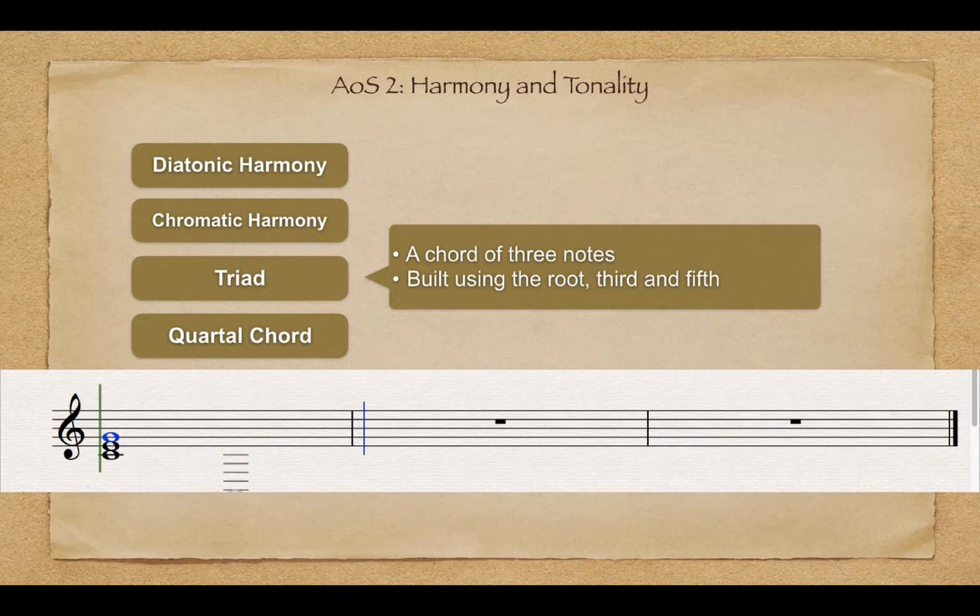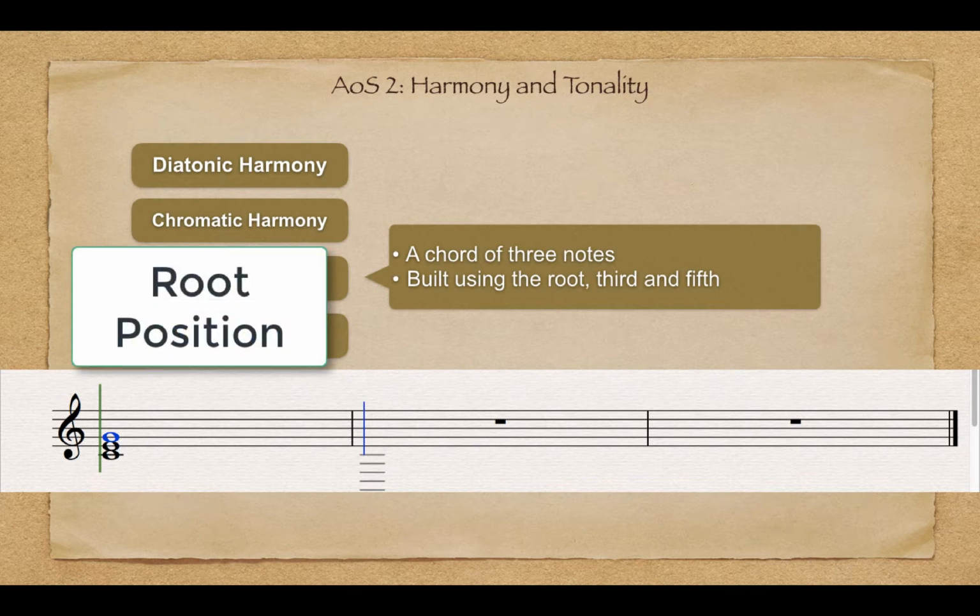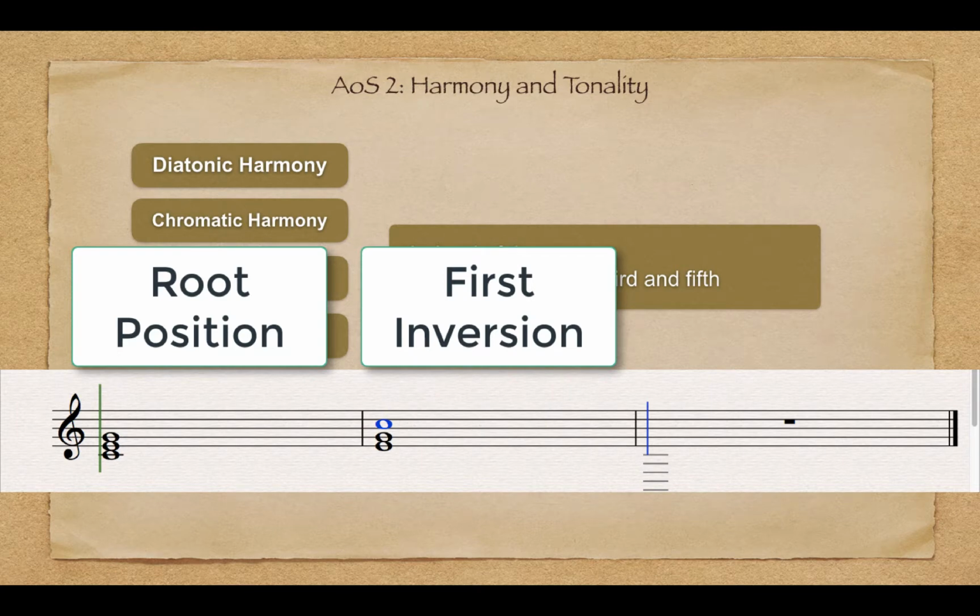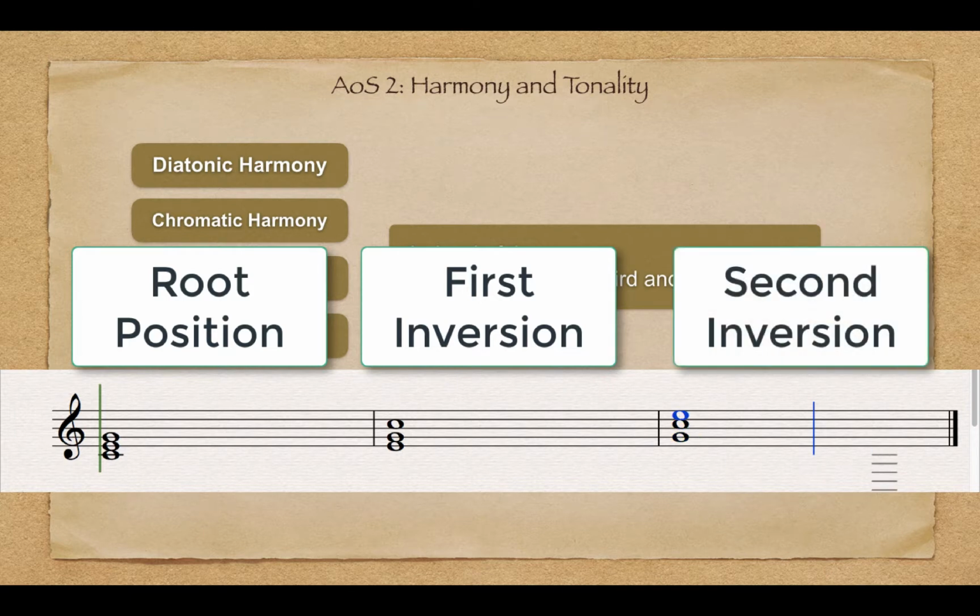If we build a triad in the order of 1st, 3rd, and 5th, then we have what is known as a root position triad. If we start with the 3rd, then have the 5th, and move to the root an octave above, we have what is known as a first inversion triad. If we start with the 5th, then have the root, and then place the 3rd an octave above, we have what is known as a second inversion triad.